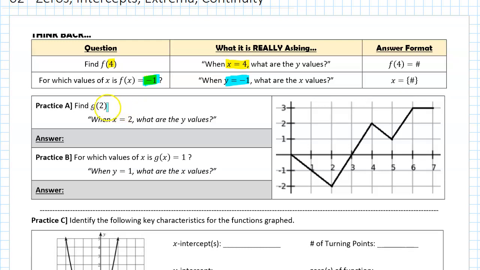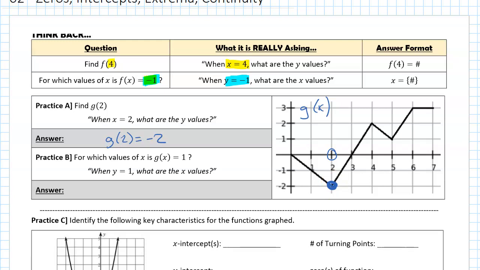As an example, if I asked you to find g of 2, if this is the graph of g of x, really what that means is when x is equal to 2, what is the y value? Well, if this is x equal to 2, we come down, find the point on the graph, and that must mean it is equal to -2.